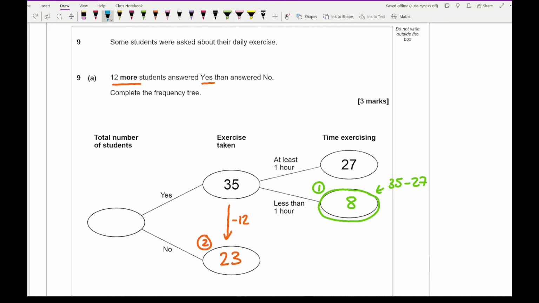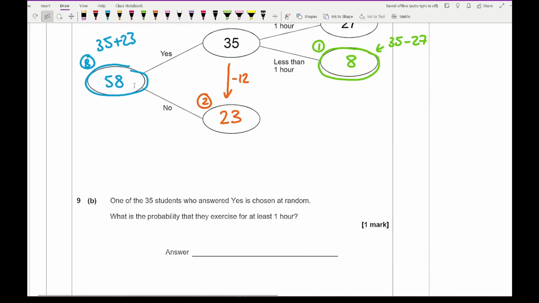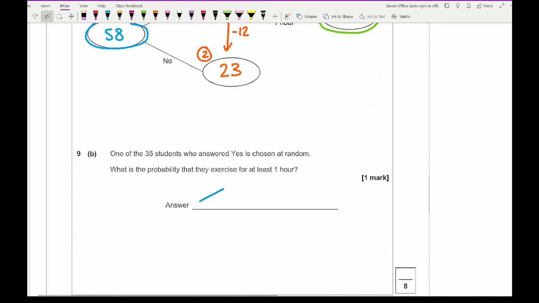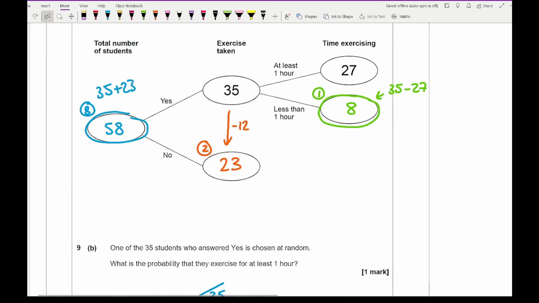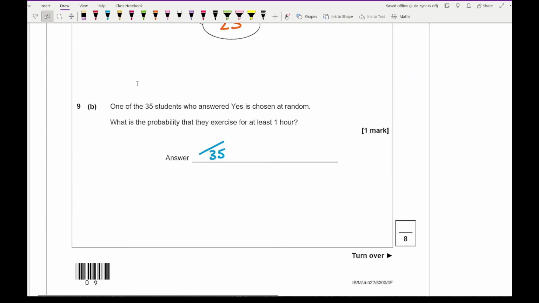And then for this one here, which is going to be the third one, to work this one out, I do 35 plus 23, which gives me a total answer of 58. Then moving on to B, it says one of the 35 students who answered yes is chosen at random. What is the probability that they exercise for at least 1 hour? So out of the 35 students, let's start by writing over 35. Out of the 35, how many exercise for at least 1 hour? Well, it's going to be 27. And does that simplify? No, it doesn't. So I'm going to leave my answer like that.